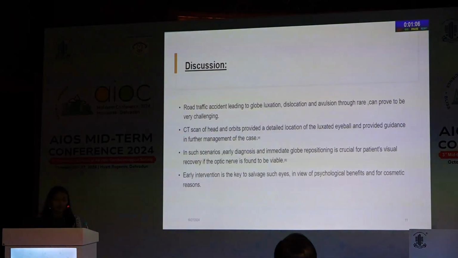CT scan of the head and orbits provided the detailed location of the luxated eyeball and provided guidance in further management of the case. In our case, after the CT scan, we could know where the eyeball was present. Before that, it was a mystery for us where the eyeball was. In such a scenario, early diagnosis and immediate globe repositioning is crucial for the patient's visual recovery if the optic nerve is found to be viable. Early intervention is the key to salvage such eyes in view of the psychological benefits and for cosmetic reasons.